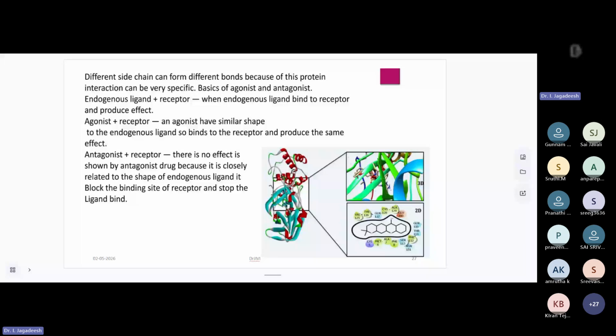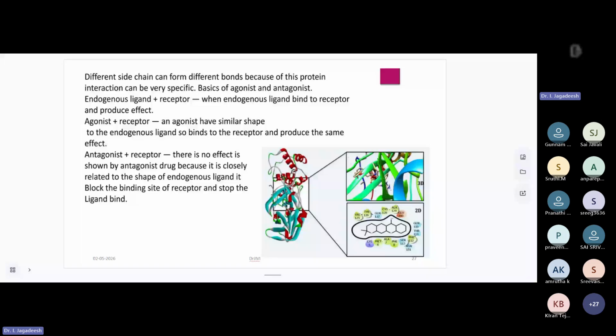In the case of a drug that is an agonist at the receptor, the agonist has a similar shape to that particular endogenous ligand, which is already present in nature. So what we are using as a drug has a similar shape. That is the reason they bind to the receptor and produce the same effect as the endogenous ligand. Then we will have an agonistic effect. Because the endogenous ligand and the drug ligand we have produced both have a similar shape, it is producing a similar effect. That is the reason we call it an agonist.